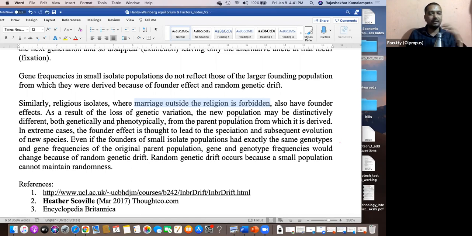As it is given in the syllabus, I wanted to briefly touch upon isolation. Isolation means they are physically separated, or religiously separated, or separated for any other reason from the big population, thereby reducing the diversity.